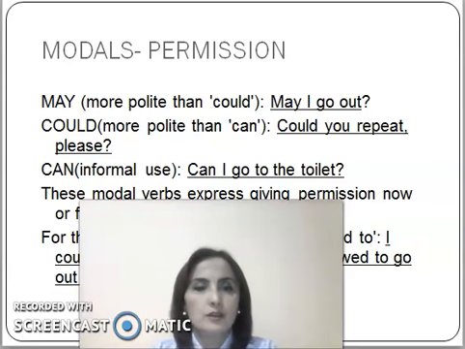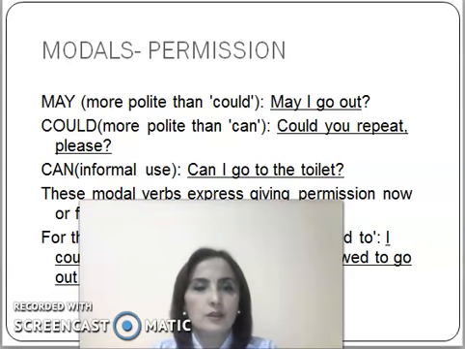Modals of advice: should plus infinitive, shouldn't plus infinitive, and ought to. These verbs are used for giving advice now, for the future, or generally. You should go to the doctor now. He ought to study for the exam. They shouldn't buy things if they don't have enough money.